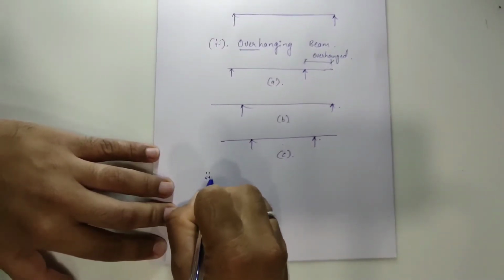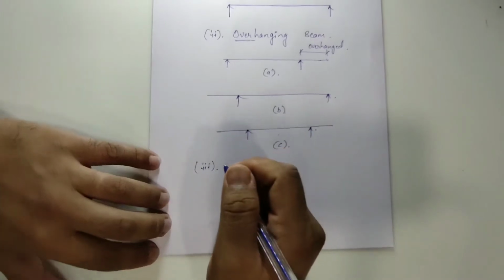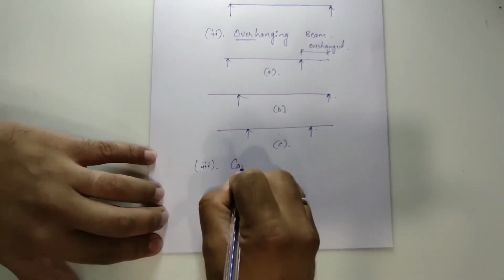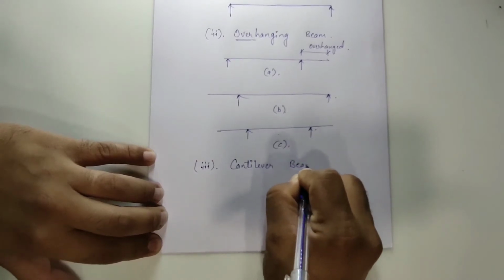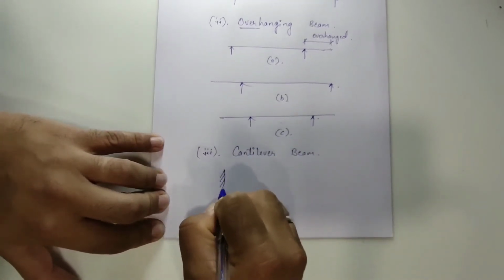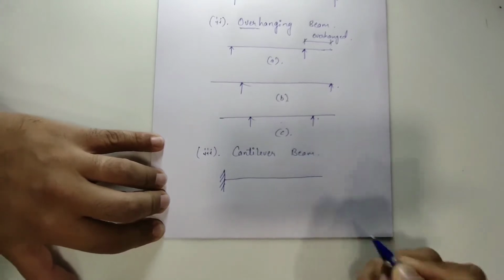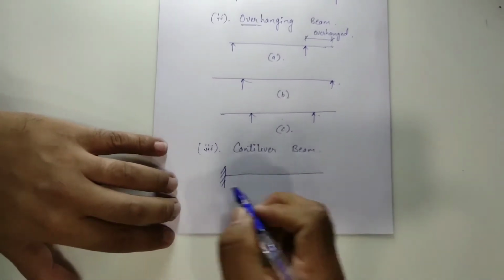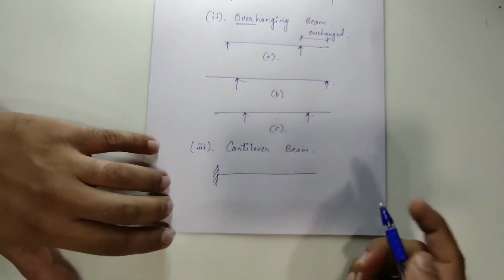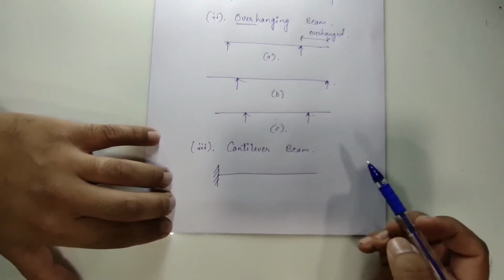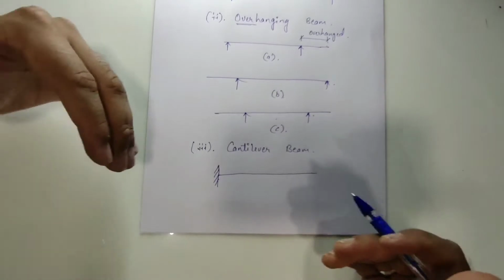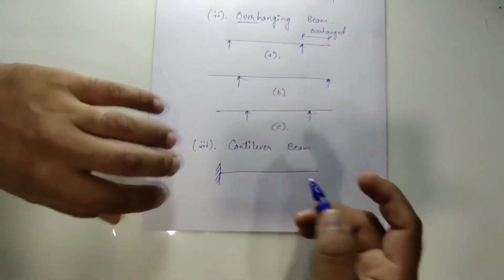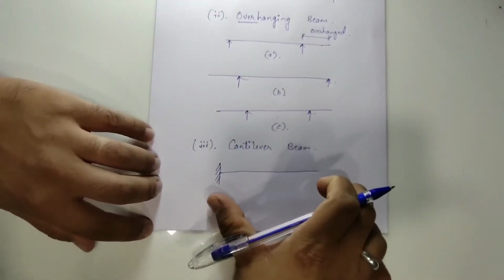Then the third one is cantilever beam. A beam which is fixed from one end and free from the other end is known as a cantilever beam. You can take an example of a cantilever beam as a balcony or the projected portion beyond our plot area, that we generally take as a cantilever only.